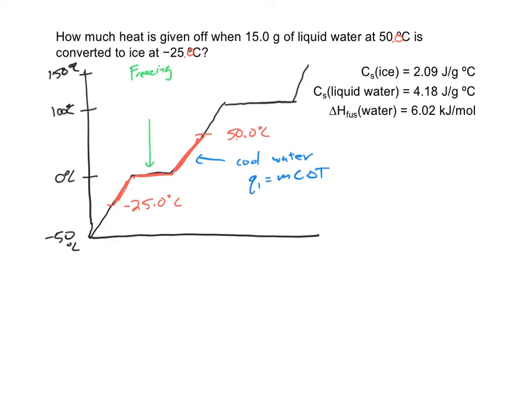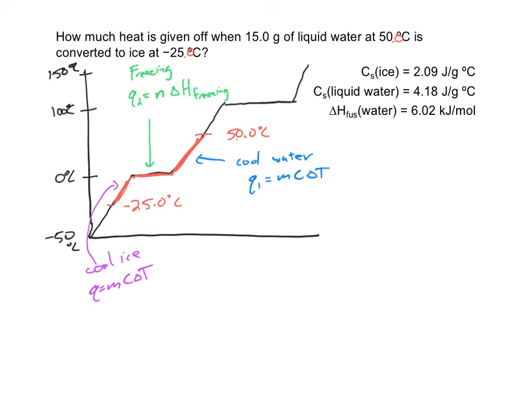Then for the freezing itself, I'll call that Q2. I'm going to need to use n times delta H of freezing. So I'm going to take the moles of water and multiply that by the enthalpy of freezing. And then finally, I need to cool the ice. And so that's back to using Q is equal to mc delta T.